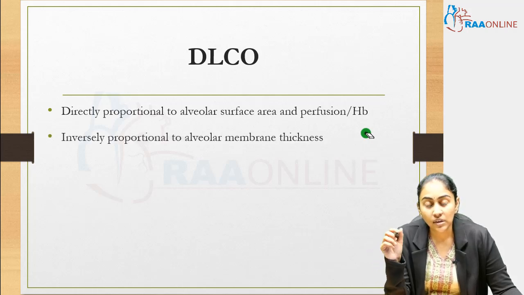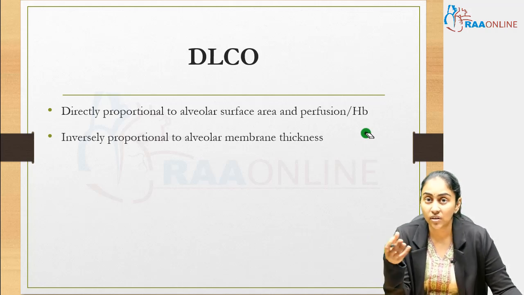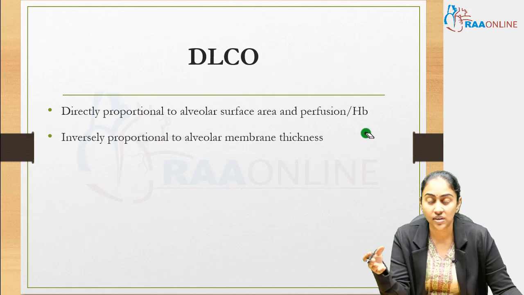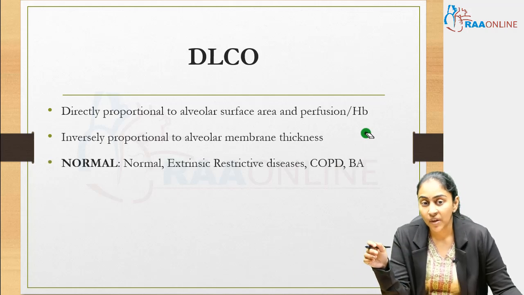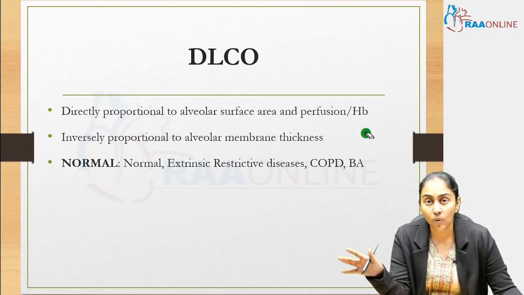Now, remember, the DLCO is going to be inversely proportional to the membrane thickness. So, the thicker the alveolar capillary membrane, let's say there is an exudate, pneumonia, that's all going to decrease the DLCO and limit the diffusion. So, what are the diseases where you have a normal DLCO? Normal DLCO does not always imply that the individual is normal.